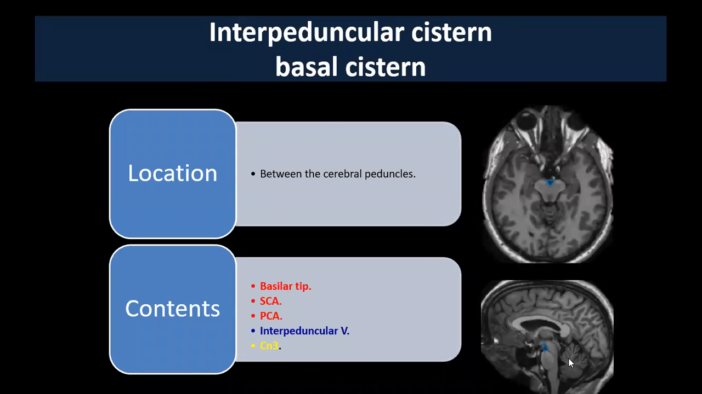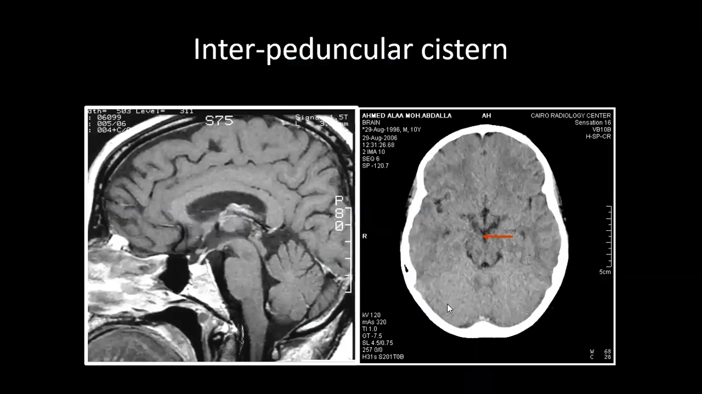The third system is the interpeduncular system, between the 2 cerebral peduncles. It contains the basilar tip, superior cerebellar artery, posterior cerebral artery, interpeduncular vein, and third cranial nerve. It is at the level anterior to the mesencephalic tegmentum. This is the axial CT showing the interpeduncular cistern between the two cerebral peduncles and anterior to the tegmentum.